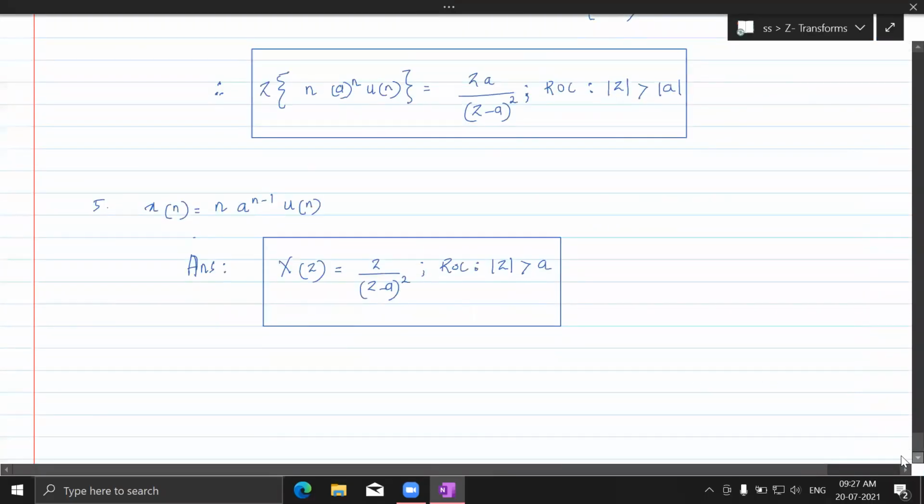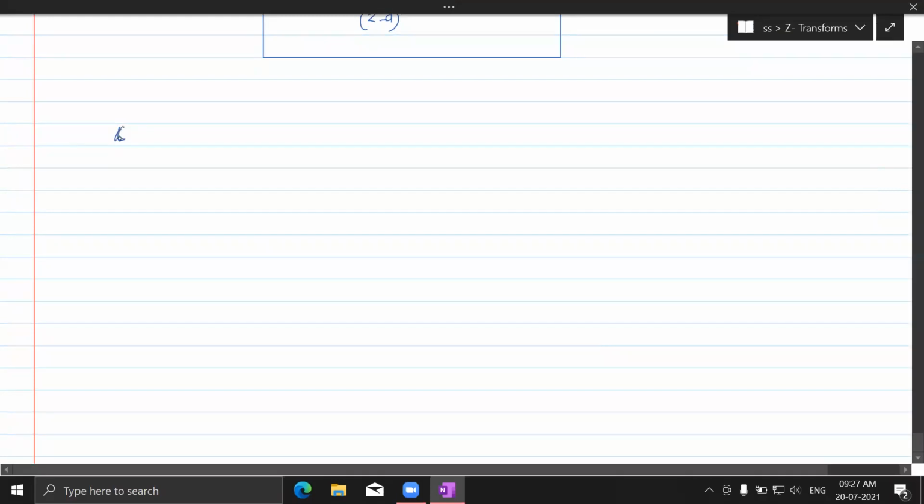Let's continue with the problems on Z transforms, wherein we'll be finding the Z transform of the sequences using the properties of Z transforms. We have seen 5 problems. Today we shall see the 6th one.